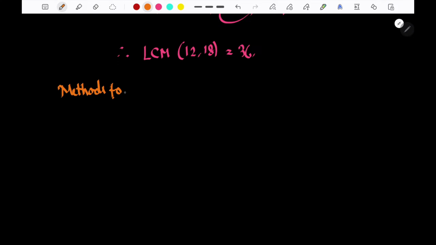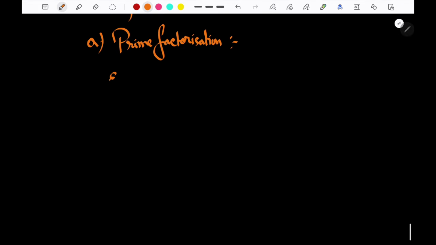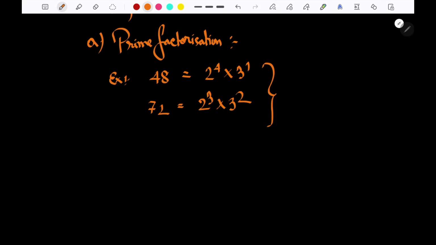First, methods to find LCM. These are all the things that you have already studied, so I am just giving it in brief. First, it is prime factorization. In prime factorization, we take the highest powers of all the prime factors. For example, 48 and 72. 48 can be written as 2 to the power 4 into 3, and 72 is 2 cube into 3 square.